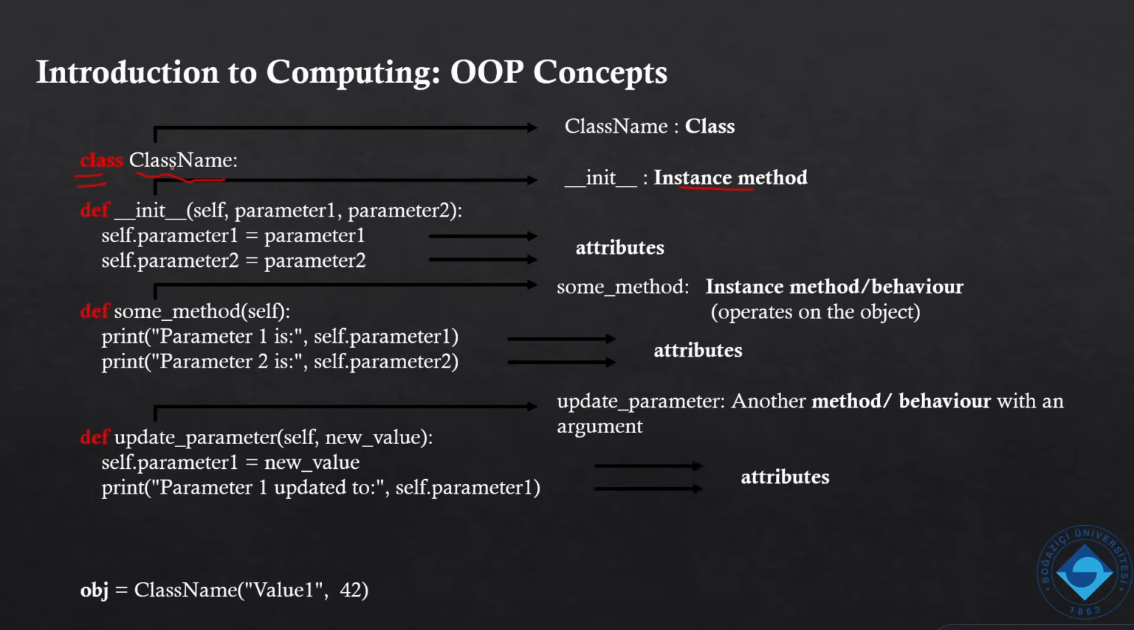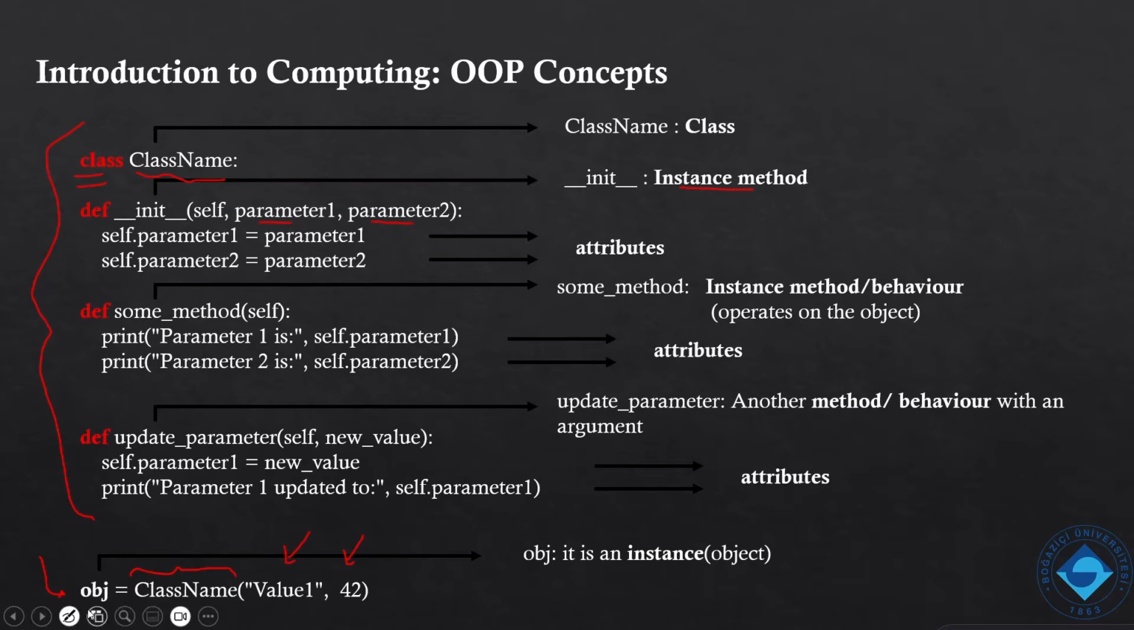And after we define our class, we are creating or defining our object by writing the class name and then two attributes inside of the initialize function here. We are writing just here, right? And we call this obj variable an instance or object.